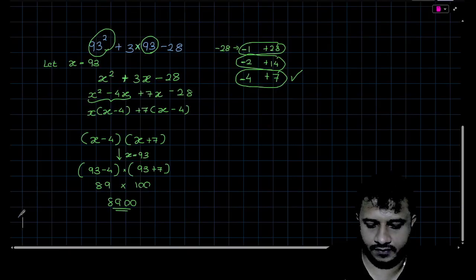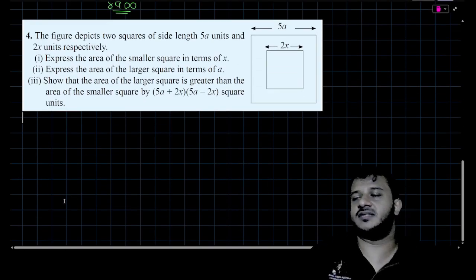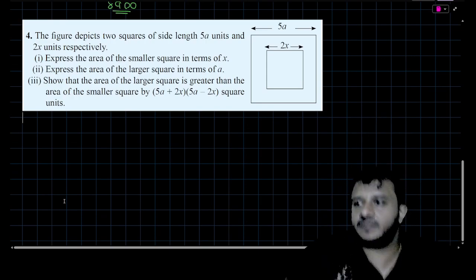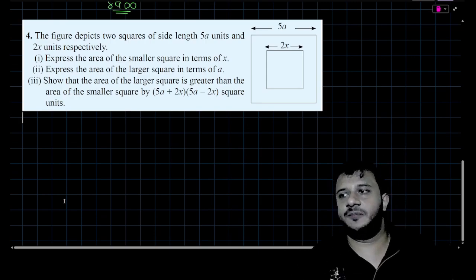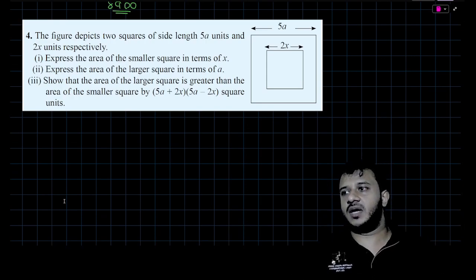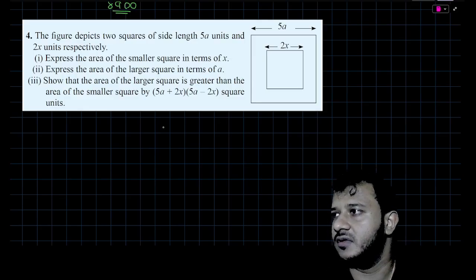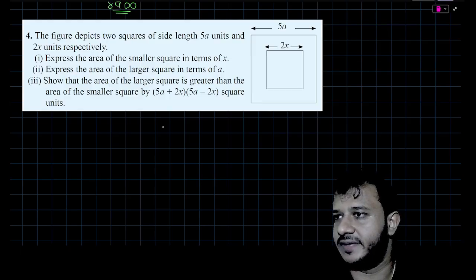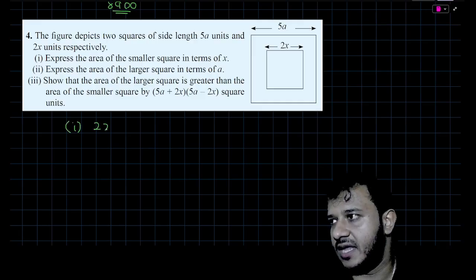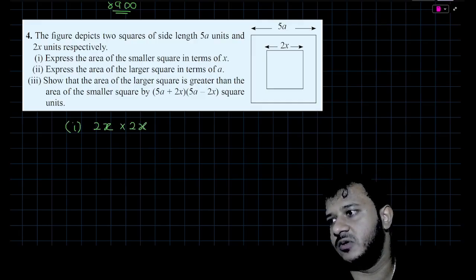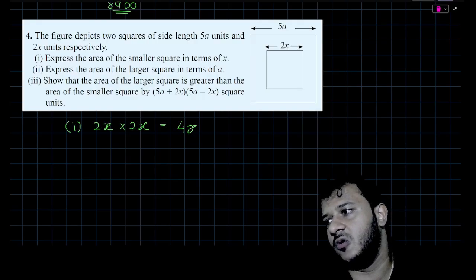Let's see, Pute. Question 4 says the figure depicts two squares of side length 5a units and 2x units respectively. Find the area of the smaller square in terms of x. Area of the smaller square is how much, Pute? 2x times 2x, which is 4x square.